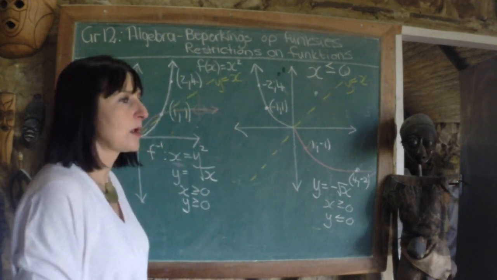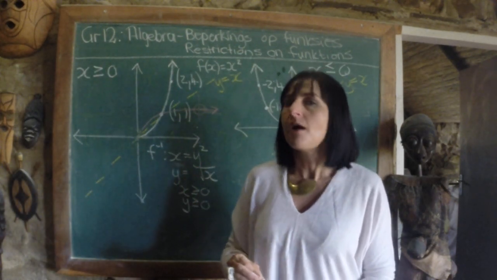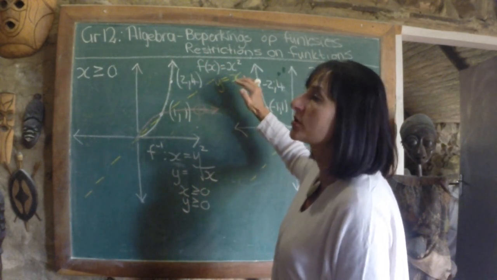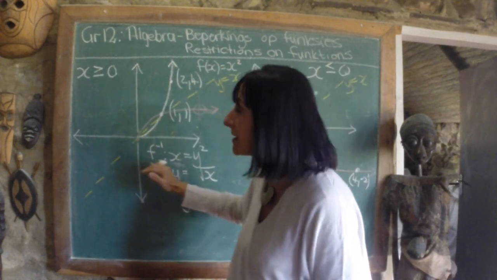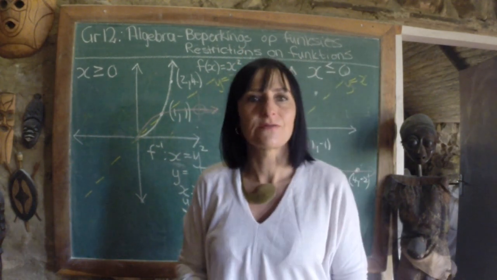En dit is baie belangrik. I can't get inverse functions for a quadratic function by getting the inverse of the whole function, because then it's not a function, it's a relation. By restricting, I get inverse functions.